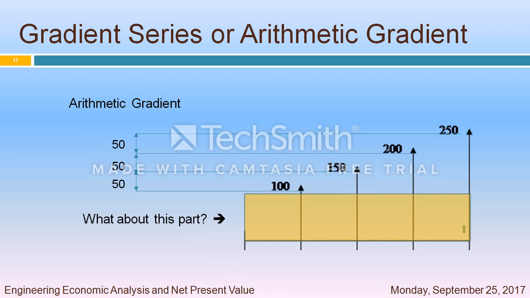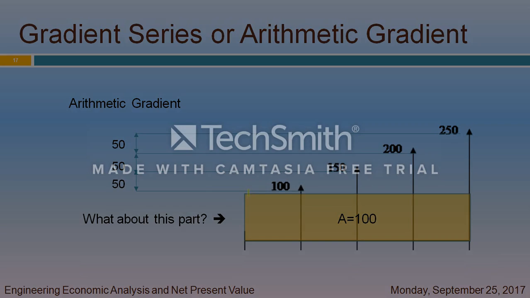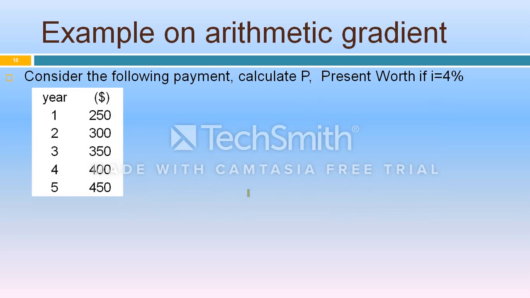Okay, it is very important to explain this part. Now the first payment was not 0. So at the first payment you're paying 100. Then the increment starts, so the increment starts after this rectangle. What is this rectangle? What is this payment? This payment is annuity. Annuity of 100.